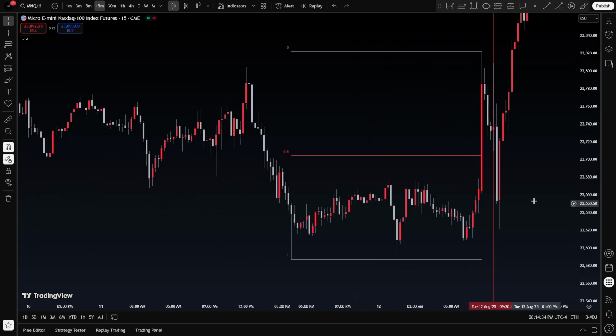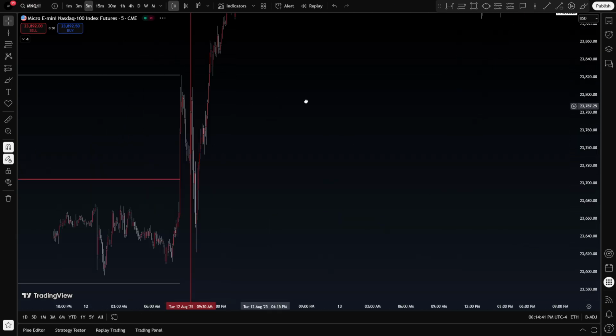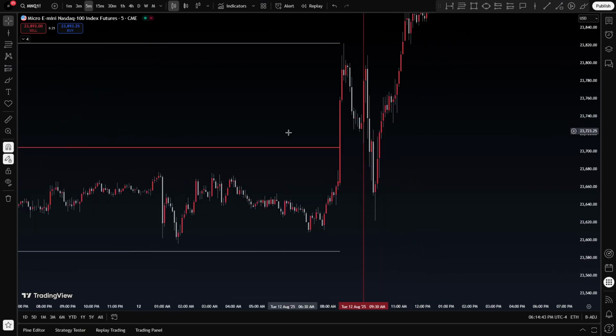All right. Now that we have our dealing range, let's go look for some minor liquidity, shall we? We're going to drop into the 5 minutes since there are obviously no clear levels of minor liquidity on the 15-minute.